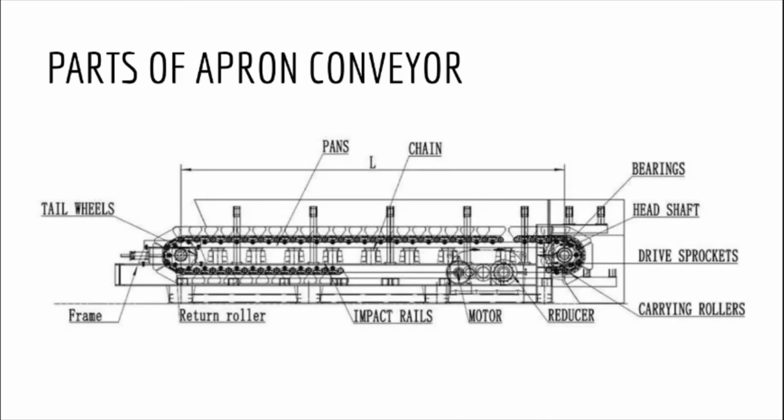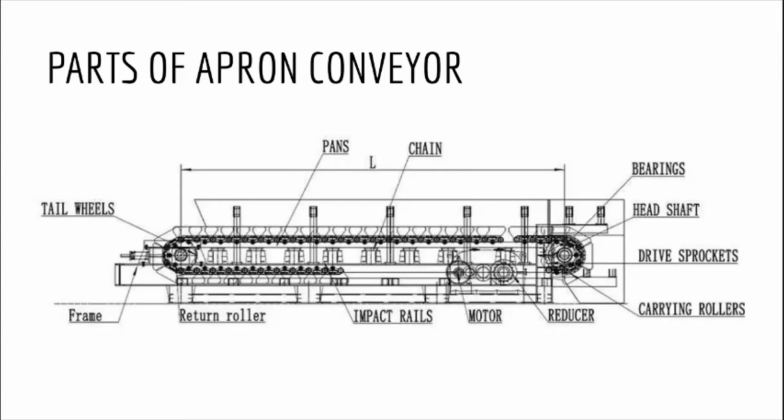Head shaft. The head shaft assembly consists of chain drive sprockets bolted to a hub mounted to a head shaft. This assembly rotates to move the chain and flights forward. Tail wheels. The tail wheels take-up assembly returns the chain and flights to the working surface of the feeder.